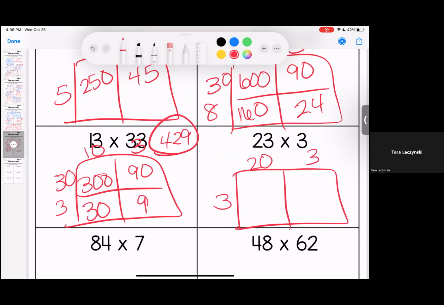20 and 3 and 3. So we're multiplying 23 times 3. 3 times 2 is 6 with a 0. 3 times 3 is 9. Add these all together, you get 69.